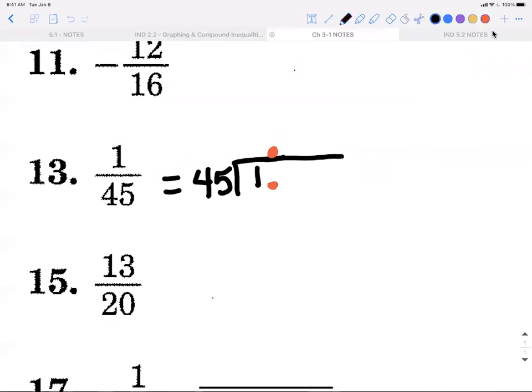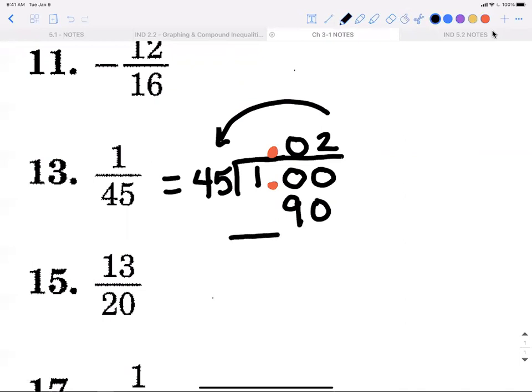And then we add a 0. So 45 into 10. Well, that doesn't work. Okay, so we're going to hold this spot with a 0, and then we're going to add another 0 down here. 45 does go into 100. It goes into 100 twice. So then you take 2 times 45 and you get 90, and you write that down here. And now you just subtract and you get 10.